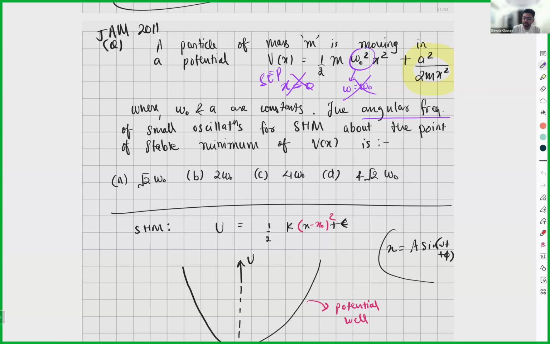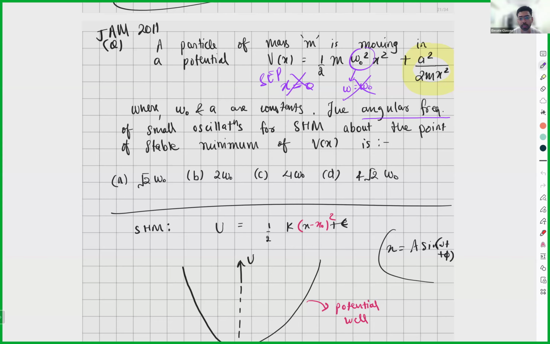A particle of mass small m is moving in a potential V of x, where omega naught and a are constants. The angular frequency of small oscillations for SHM about the point of stable minimum of V of x is. So in classical mechanics, in some places we say that this potential is the same as potential energy. Now, not always this will happen.